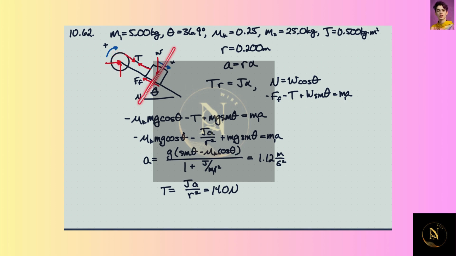Then for this block here, in this direction, we have no acceleration. So we have N equals W cosine of theta. So this is the component of the weight perpendicular to the ramp. And in this direction, we have minus the friction force, minus the tension, plus the component of weight along the ramp equals the mass of this block times its acceleration.